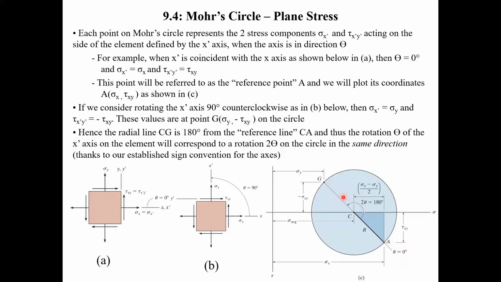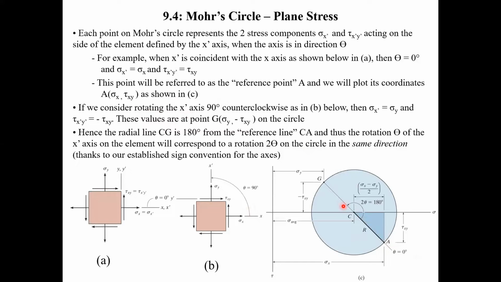If we rotate around the circle here, that's going to be a 2 theta rotation. So a 2 theta rotation of 180 degrees is going to correspond to a rotation of 90 degrees on our actual element. So if we're going from sigma x rotating 90 degrees, that takes us to sigma y. That is going to correspond to this point G, which is going to be located at sigma y and now negative tau xy. So they're on opposite ends of the circle. So our two axes are connected by a diameter on our circle. That's mentioned here in slightly different words.